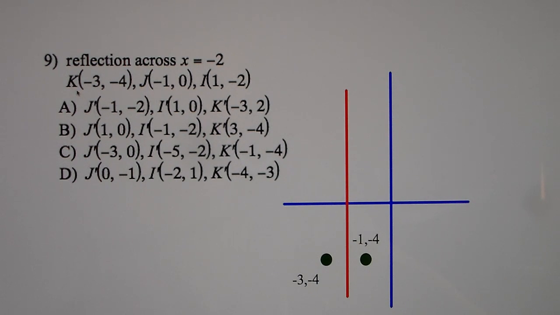So we look in our choices for K. We see a (-1, -4). Yep, we see it's in C. So the answer for number 9 is C. Now if you have multiple answers, then you just move on to the next point. And you reflect that one. And you're going to match them up.